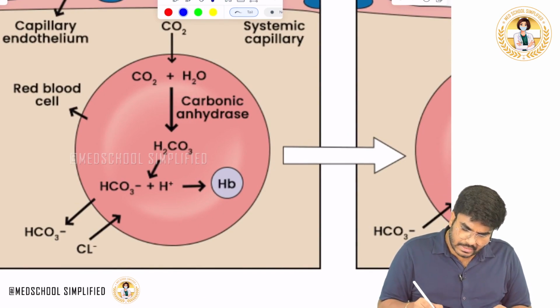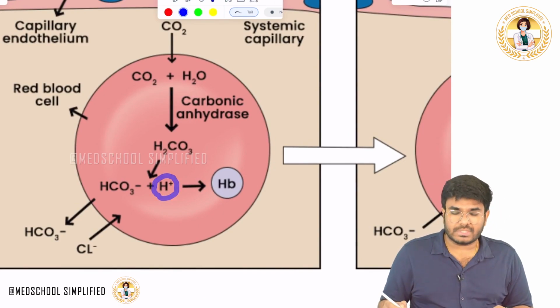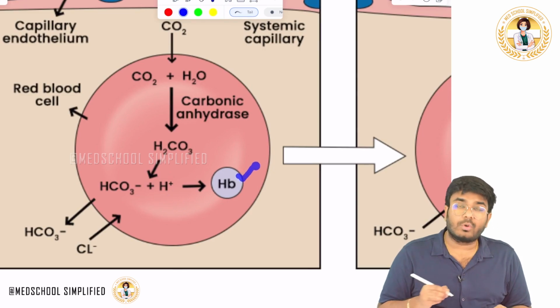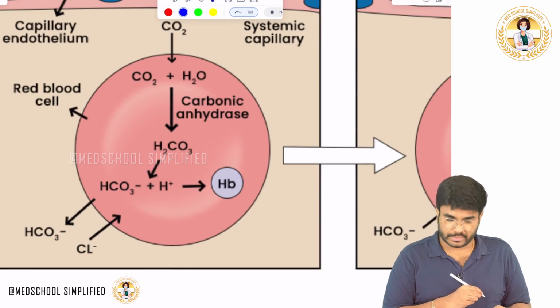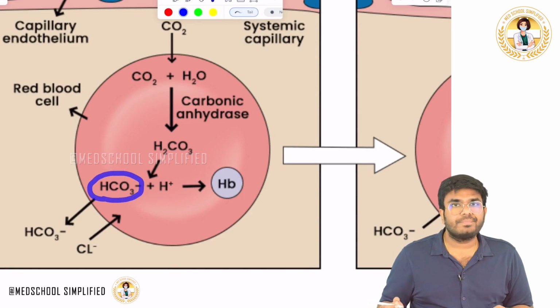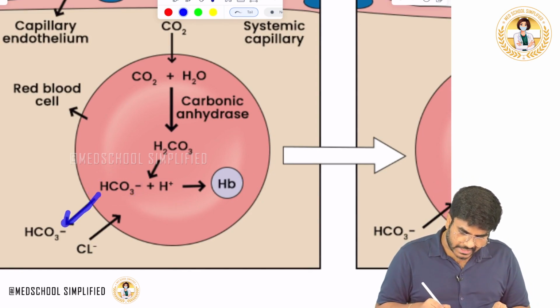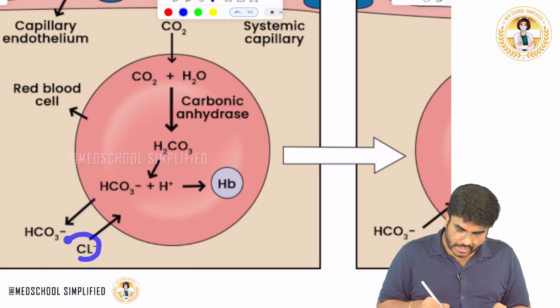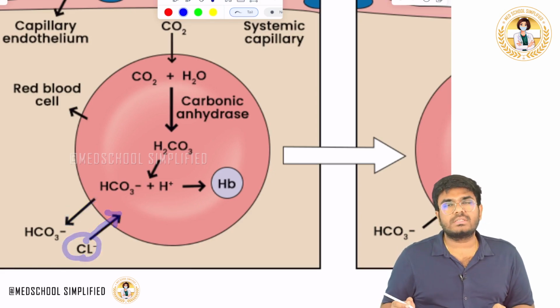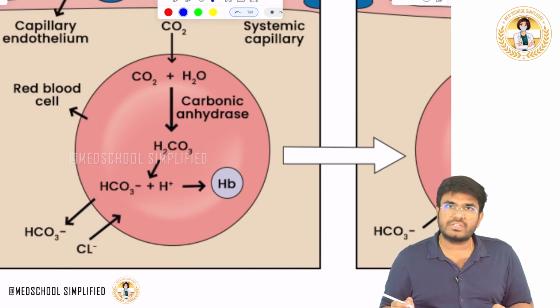The H+ that is produced is buffered by hemoglobin. And HCO₃ minus is going to go out into the plasma in exchange for which ions? Chloride ions. This is called Hamburger phenomena or chloride shift.